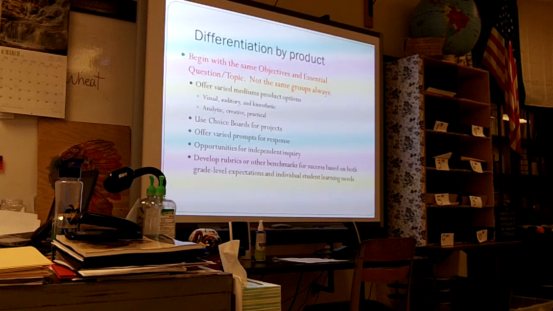And then differentiation by product. Begin with the same objective and essential question topic, not the same groups always. Okay, so offer varied mediums, product options. We used to do something, what was it called? I don't remember what the process was called. But the kids basically would get a worksheet and it would say, if you want to achieve an A, these are all the things that you have to do. So it was kind of a menu. And so it had lots of different options on it.